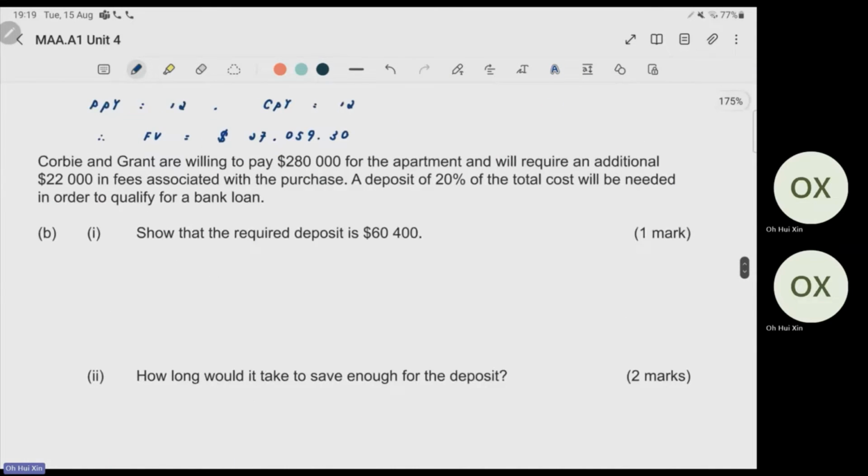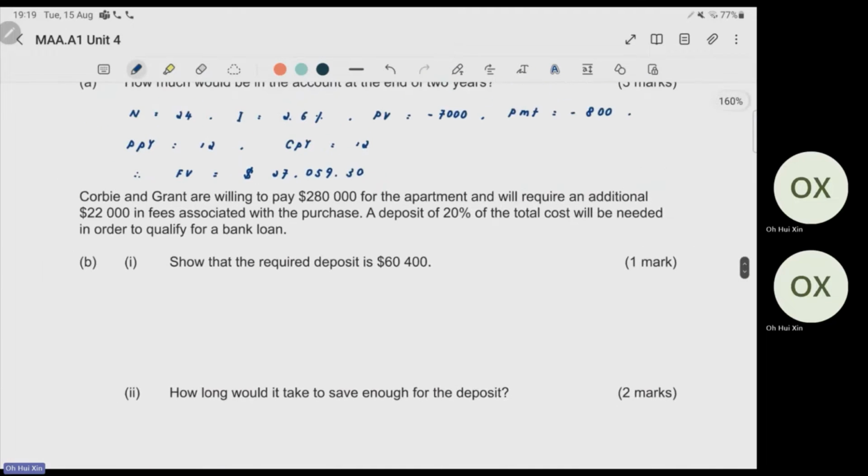Kobe and Grant are willing to pay 280,000 for the apartment and will require an additional 22,000 in fees associated with the purchase. To qualify for this bank loan, they will need a deposit of 20% of the total cost. So the question is asking to show that the required deposit is 60,400. So 60,400 is supposed to be 20% of the total cost. The total cost needed to buy this apartment is going to be the cost of the apartment, which is 280,000, plus the 22,000 for the fees.